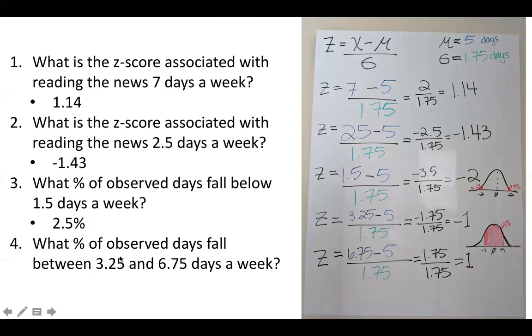So now I'm asking, what percent of observed days fall in this range? What is the percentage of cases or observed values that fall between plus or minus 1 z-scores? Well, as I was talking about in the rules of the standard normal distribution, what we know is that 68% of all cases fall between plus and minus 1 standard deviation of the mean, or 68% of all cases fall within plus and minus 1 z-score. So there's your answer. Hopefully this helps you out.